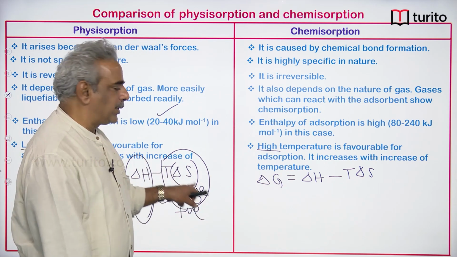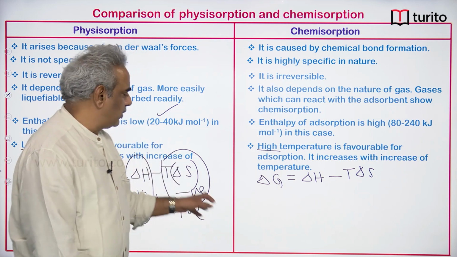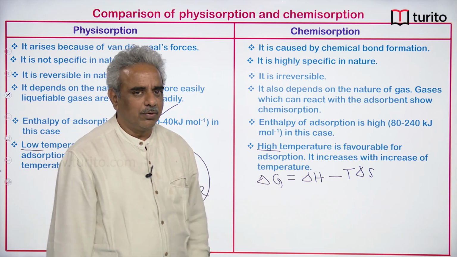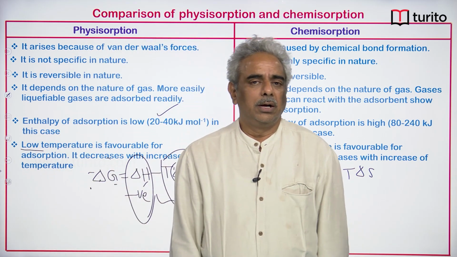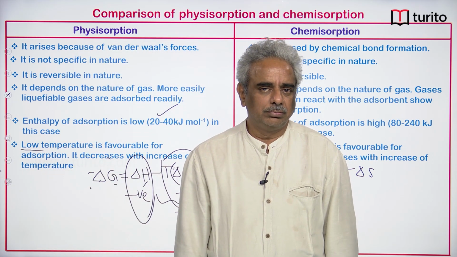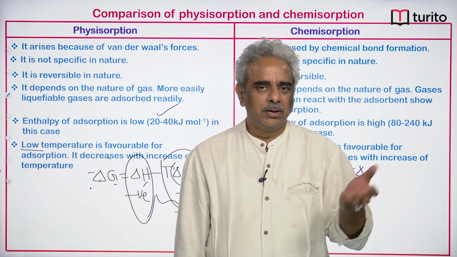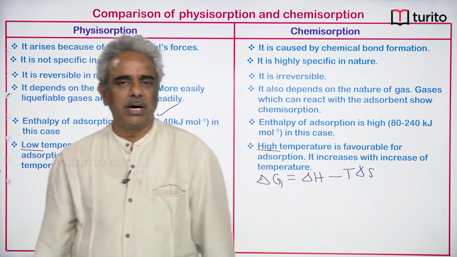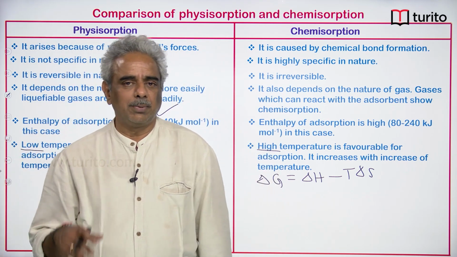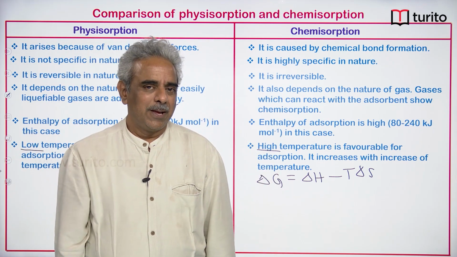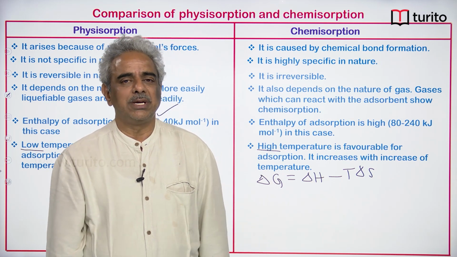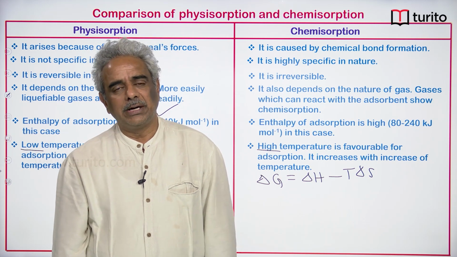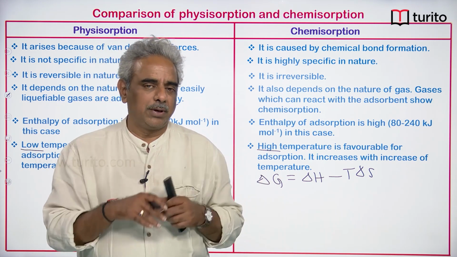Suppose you keep a high temperature, what will happen? This term will become more positive and will dominate this negative delta H value. So, quickly delta G becomes positive. If the temperature is high, this term will dominate, delta G becomes positive, and adsorption will not take place; instead desorption takes place, because in the adsorption direction delta G positive means in the desorption direction delta G will be negative. So, particles will start escaping.